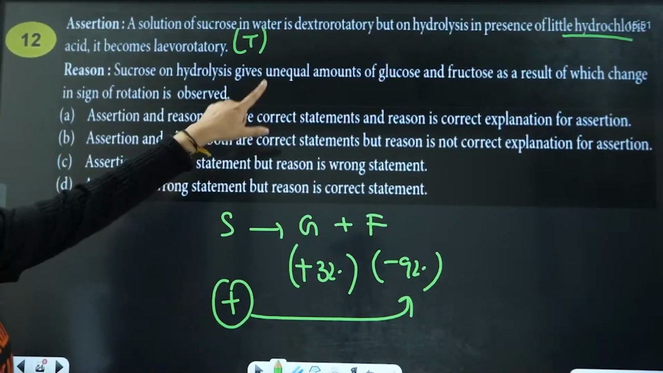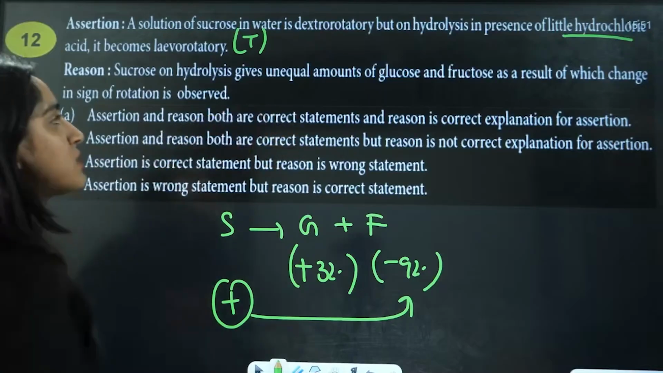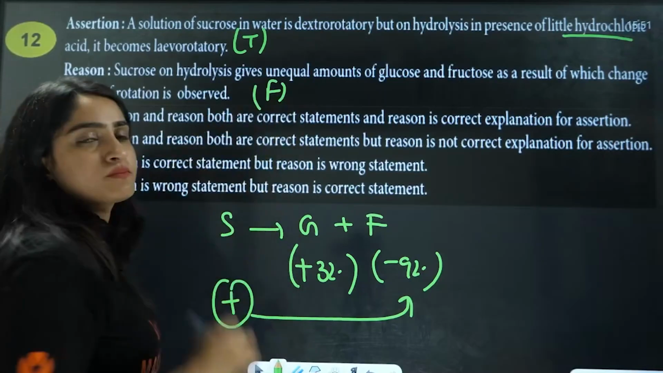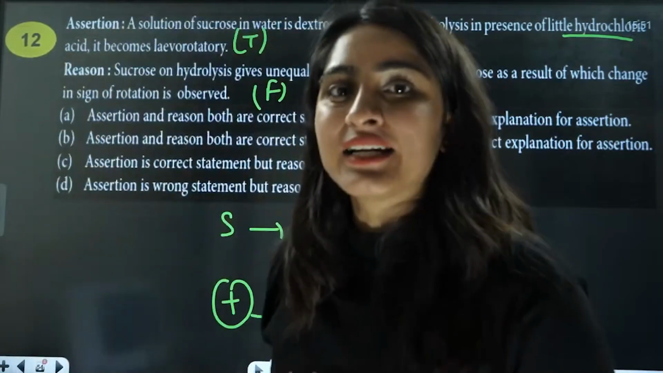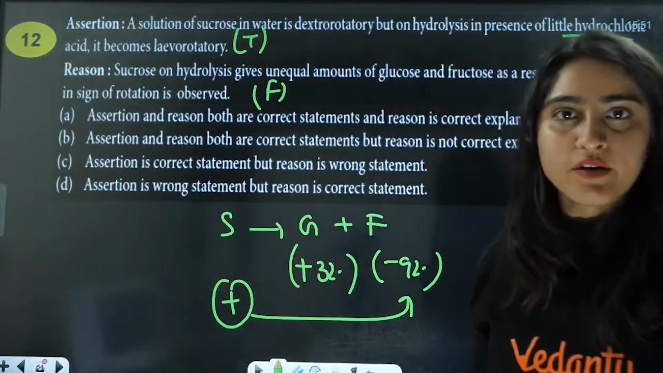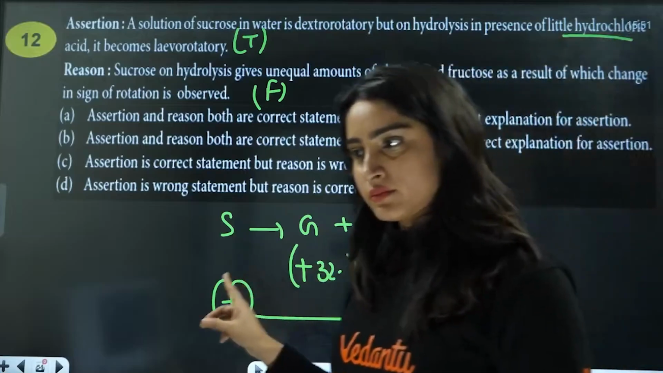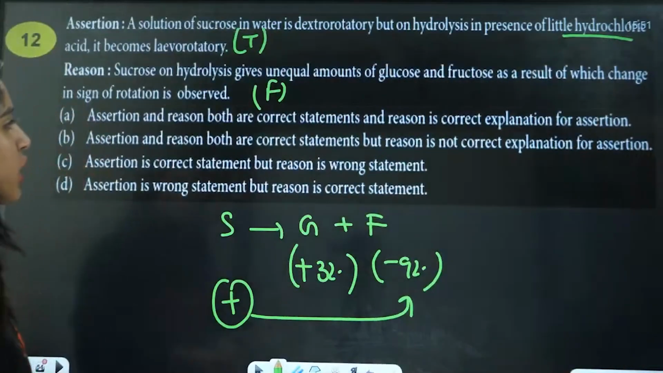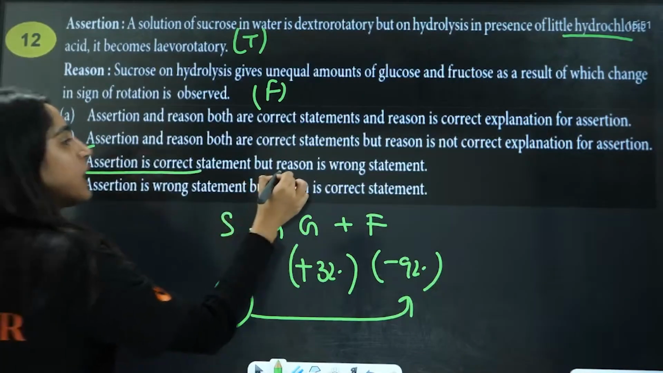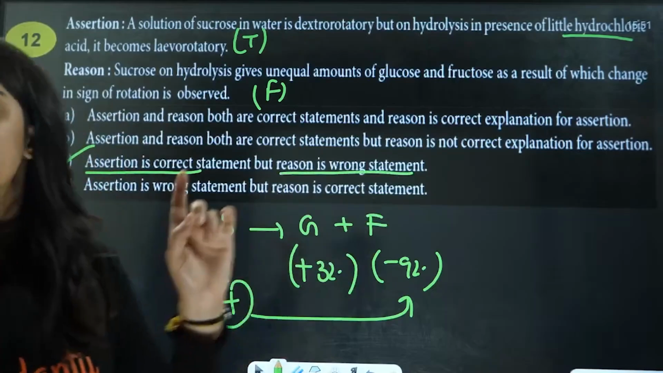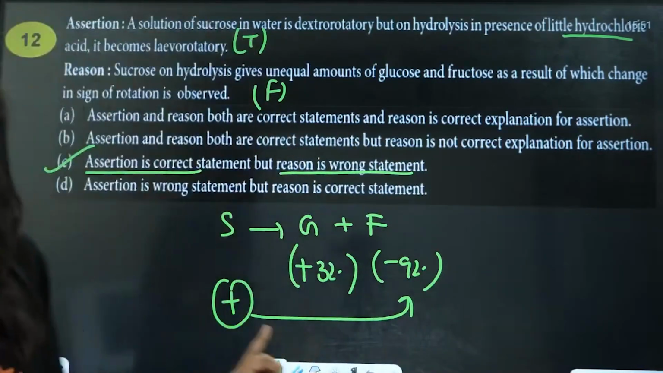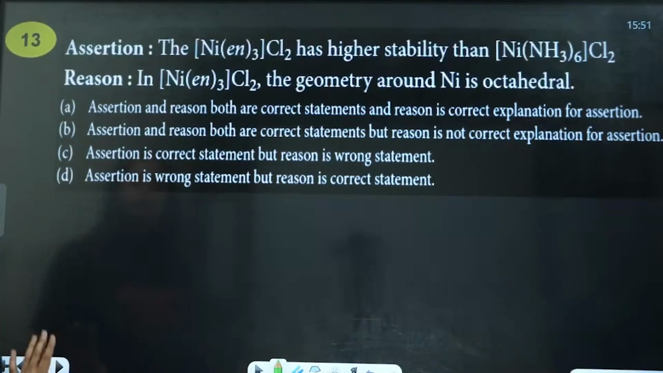Sucrose on hydrolysis gives unequal amount of glucose and fructose. That is a false statement. It gives equal amount of glucose and fructose. The rotation is not equal. Okay, the rotation here is not equal. So assertion is correct and the reason here is wrong. Okay, assertion, very good, bacha, very good. Assertion is correct. Reason here is wrong.